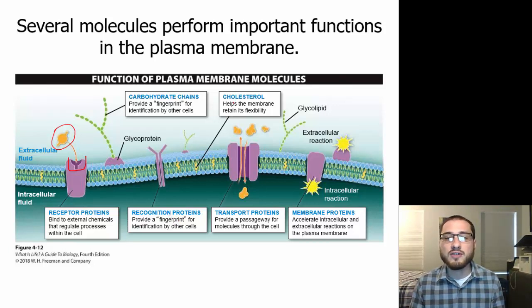You have cholesterol as well, which helps maintain flexibility. Carbohydrate chains are going to provide a fingerprint or a flag for identification. And then you have transport proteins, which are going to allow molecules to move in and out of the cell. You also have membrane proteins, which are going to accelerate intracellular and extracellular reactions on the cell membrane.